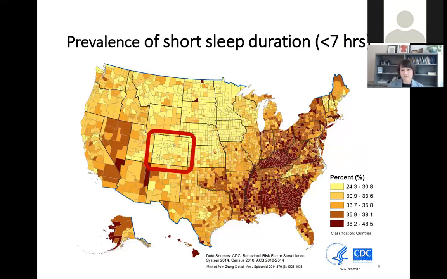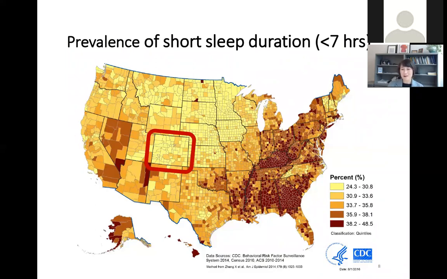Now, of course, many of you know, if you look at maps of cardiovascular disease, obesity, diabetes, other chronic health issues, they look very similar to this. And so we know that sleep is linked with chronic health. It's really closely linked. I'll come back and talk about this a little bit later.